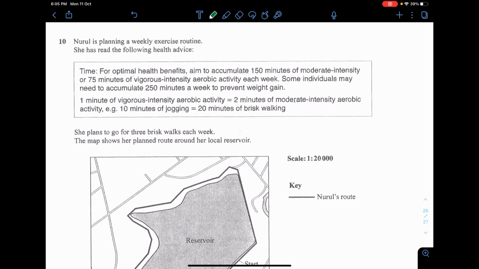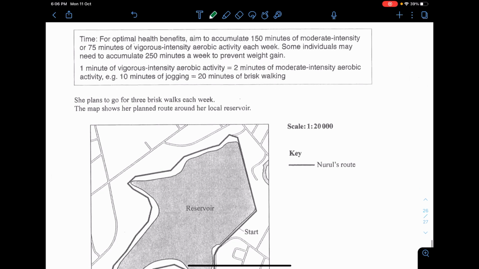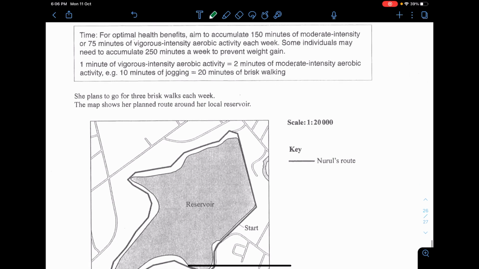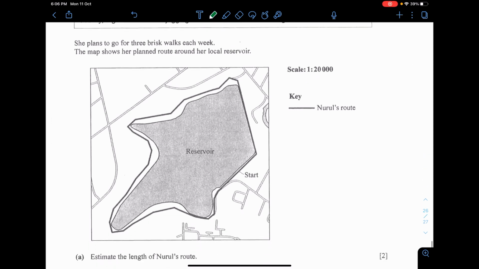And finally the last question. Nurul is planning to do a weekly exercise. I remember when this question came out, a lot of people freaked out, and I don't know why people are blaming Nurul even though she didn't do anything. She's just trying to be more healthy, guys. Come on. So there is a training box here. Optimal health benefits, 150 minutes of intensive training, and so on. I think I'll read the box later on. I just want to see the question first.